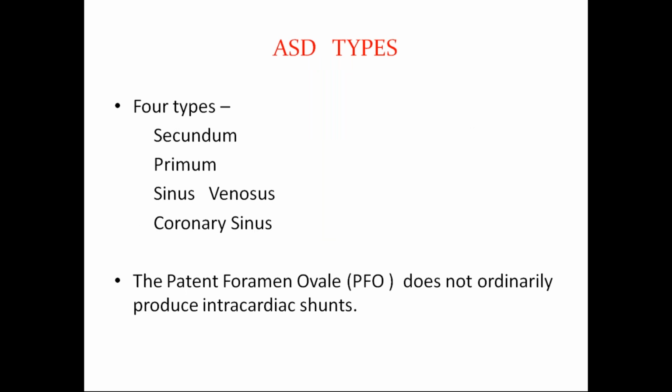Coming to the types of ASD, most of the undergrad books say there are three types because of the incidence. They want to say only three types of ASDs are there, but in theory, you get four types. That is ostium secundum, ostium primum, sinus venosus, and coronary sinus ASDs.